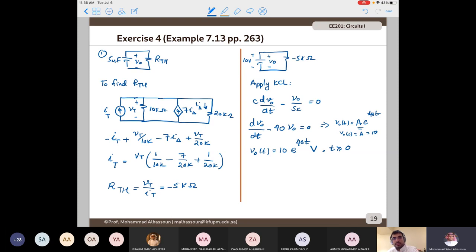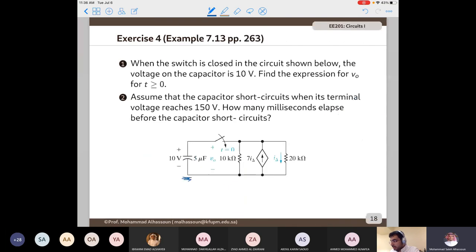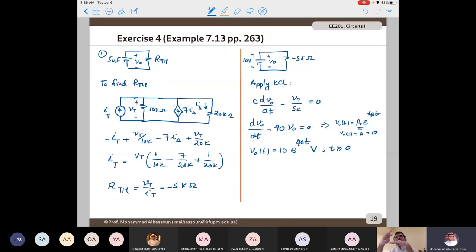And this is not a practical, not a physical thing. In reality, the capacitor will break when its terminal voltage reaches 150 volt. What happens is the following. You keep increasing the voltage across the capacitor, so the capacitance is constant. This is the voltage, Q divided by C. The capacitance is constant, so you increase the charges. If you increase the charges, you increase the electric field between the plates of the capacitor. Here you have an insulator, and that's why there's no current passing through.